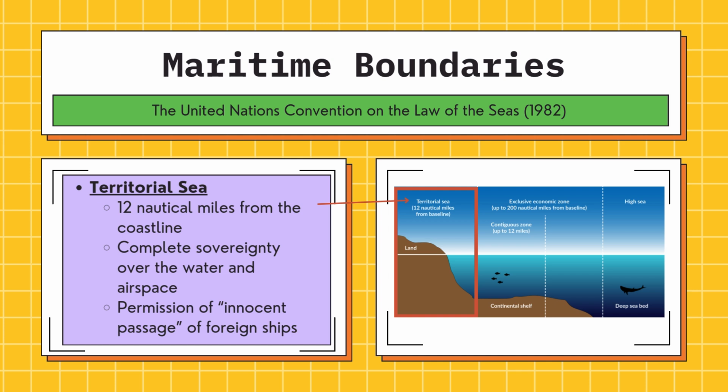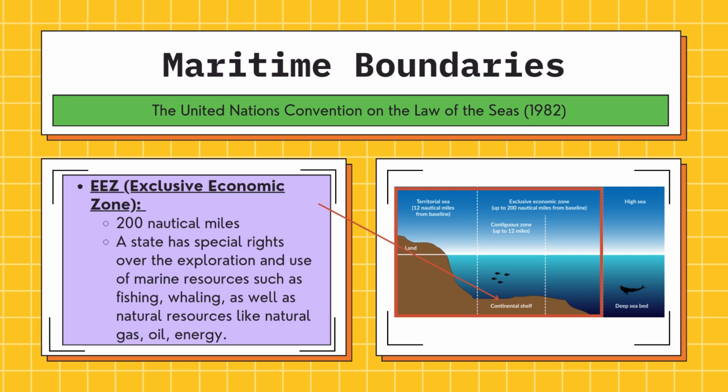They have complete sovereignty over the water and the airspace, with permission of innocent passage of foreign ships. But everything in that first little section belongs to that country. Then we have the EEZ, or exclusive economic zone. This is 200 nautical miles, and the country has special rights over resources like fishing and oil in this section.